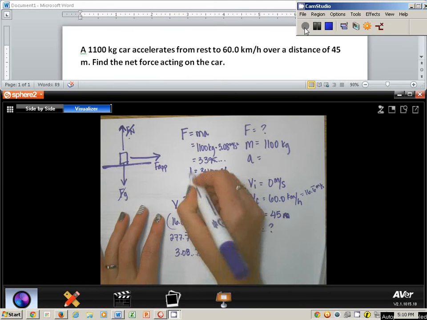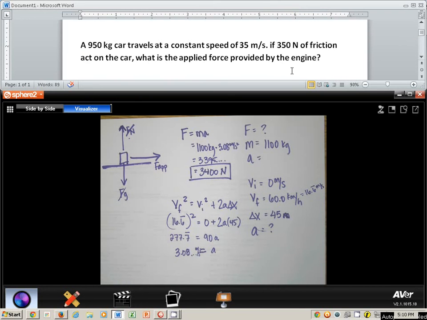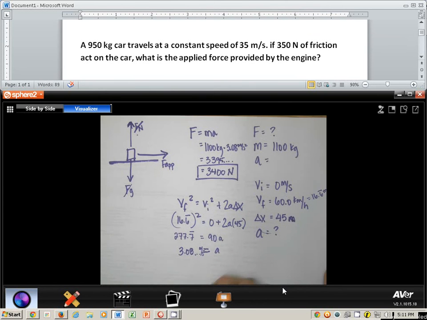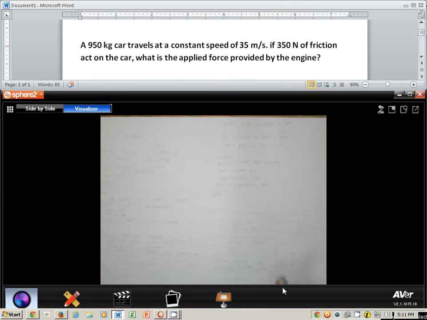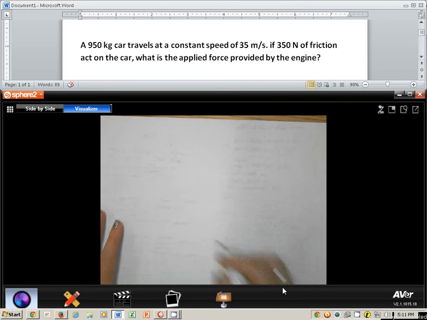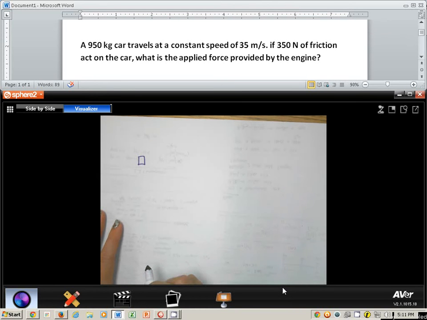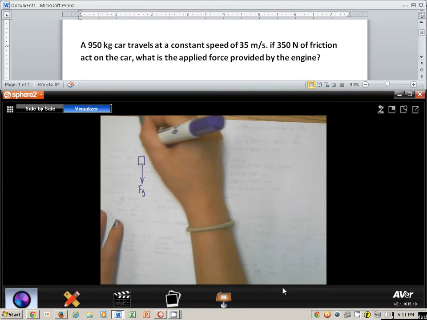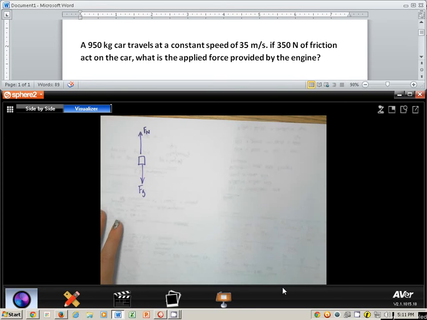Alright, I have one more problem that I can show you here. I have a 950 kilogram car in this particular instance, and I gave you some different information. So, again, here's my hypothetical car. It's traveling, so again, it has a force of gravity pulling down and a normal force pulling up. It's traveling at a constant speed.